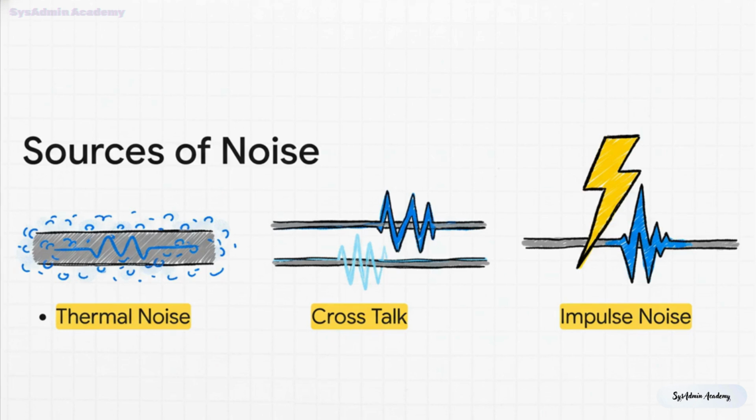Then there's crosstalk, where the signal from one wire in a bundle bleeds into an adjacent one. But the one that really keeps sysadmins up at night is impulse noise. Sudden, massive spikes from motors, power lines, or even a lightning strike. These are the assassins that can just wipe out entire blocks of data in an instant.